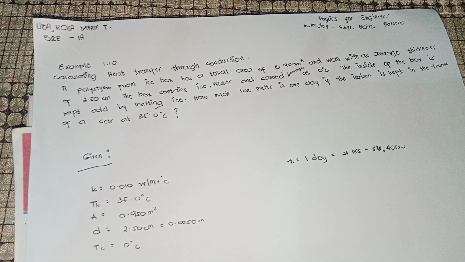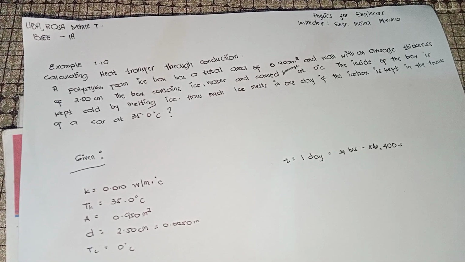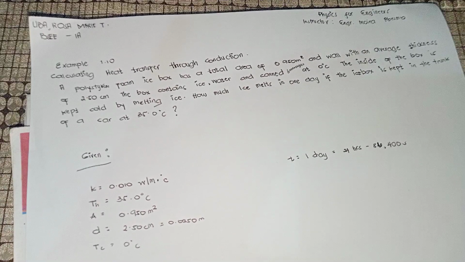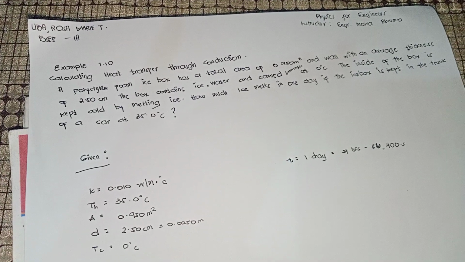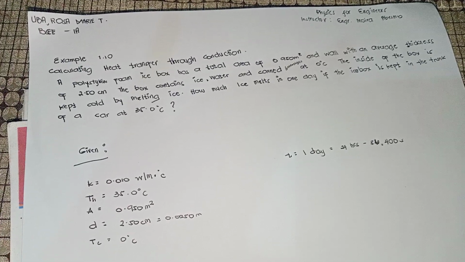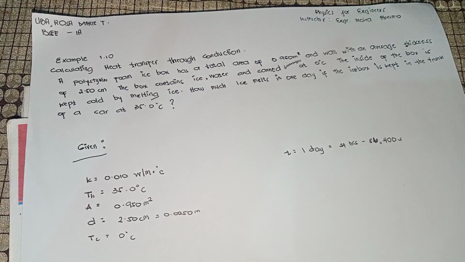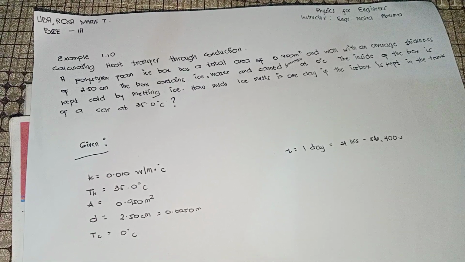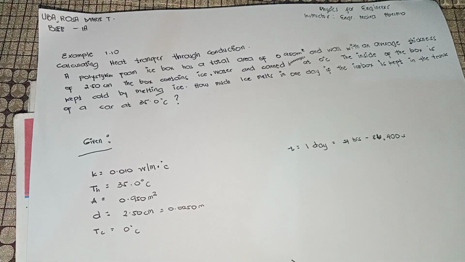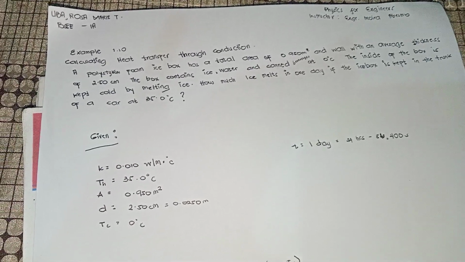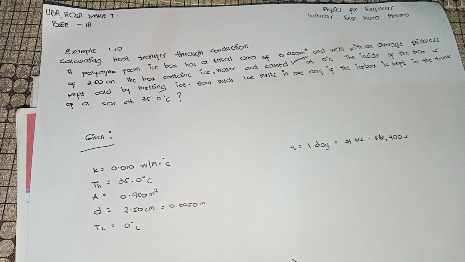So, example 1.10. Calculating heat transfer through conduction. A polystyrene foam ice bag has a total area of 0.950 meters squared and a wall with an average thickness of 2.50 centimeters. The bag contains ice water and canned beverage at 0 degrees Celsius. The inside of the bag is kept cold by melting ice. How much ice melts in 1 day?